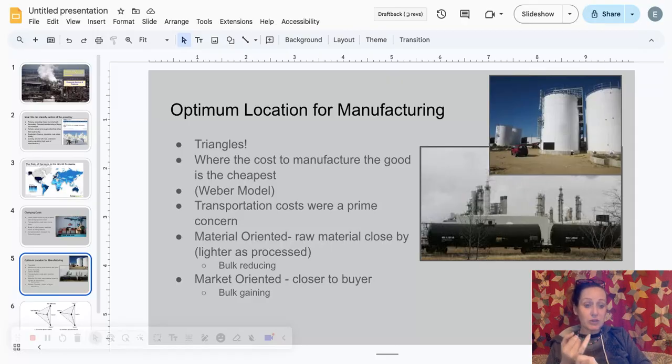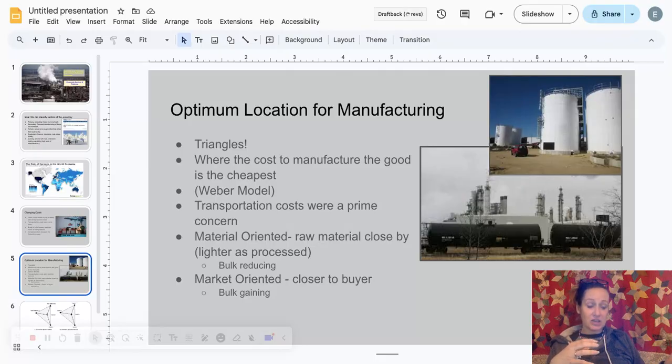Right. Transportation costs used to be a prime concern. They're not as much anymore, but it's still a factor. So you can basically have something created where it's material oriented or market oriented. Material oriented means it's going to be produced where that raw material is close by. If you're going to take that corn and change it into ethanol, how far do you want to really ship the corn, right?